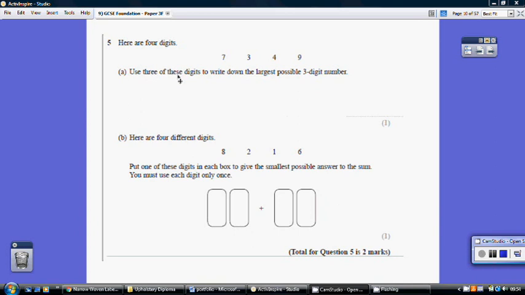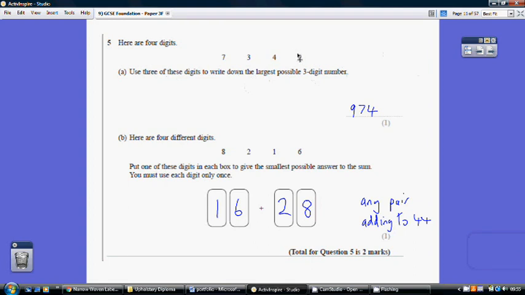Question 5. Use 3 of these digits to write down the largest possible 3-digit number. Well, the largest possible number is going to be the 3 biggest numbers in descending order. So 9, then 7, then 4. Now part B, here are 4 different digits. Put one of these digits in each box to give the smallest possible answer to the sum. You must use each digit only once.